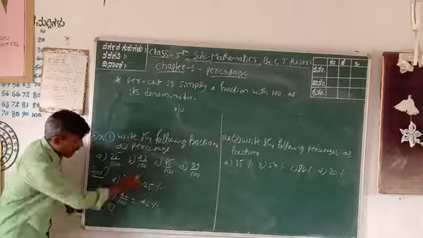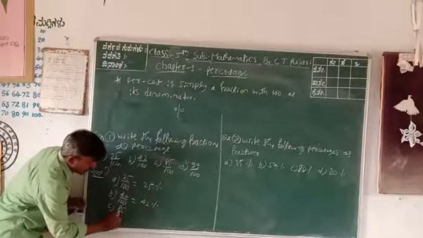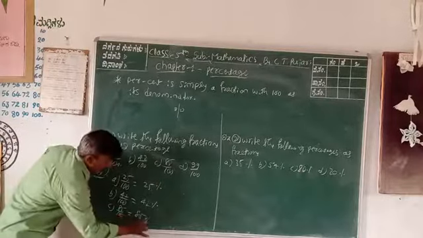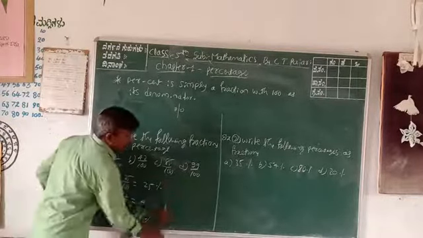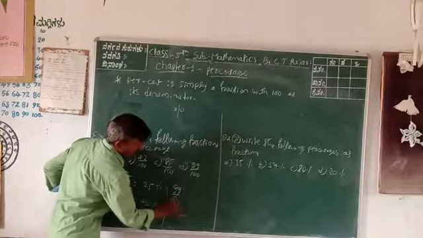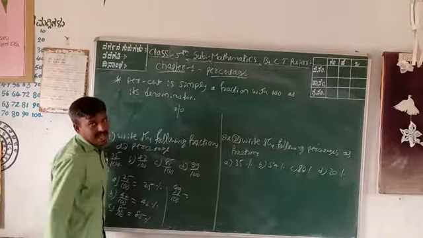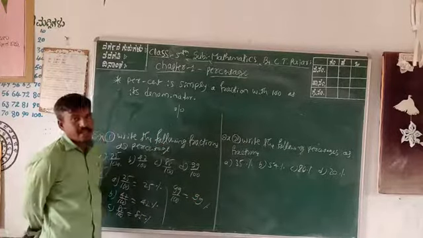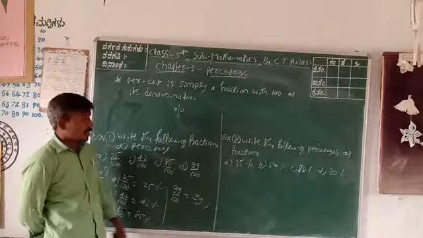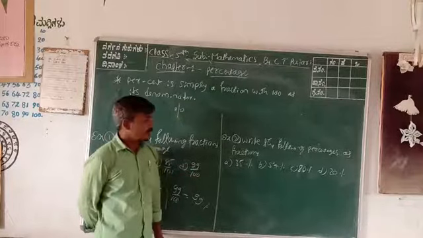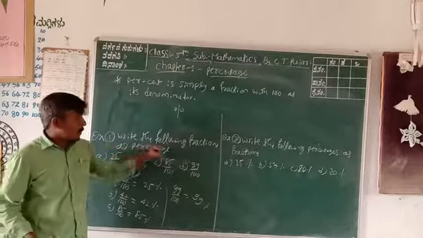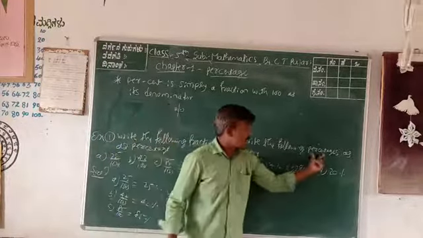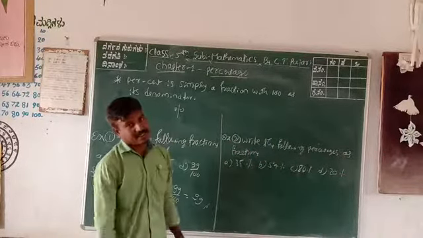Next, the third one is 85 by 100. Therefore, this is directly 85 percentage. Last one, 99 by 100. Therefore, this is directly 99 percentage. And also, in the first question, fractions were written as a percentage. In this next one, percentage is written as a fraction.